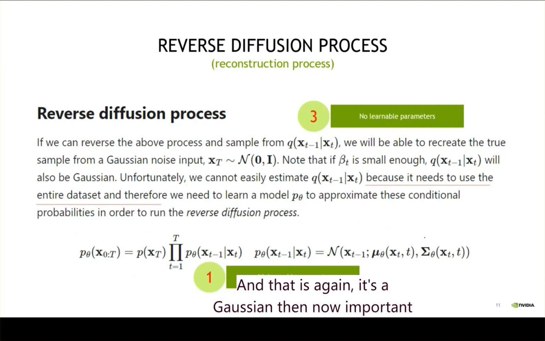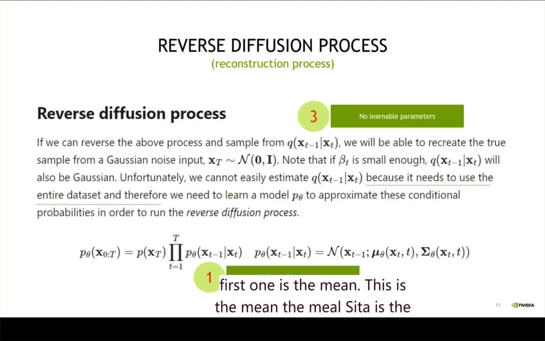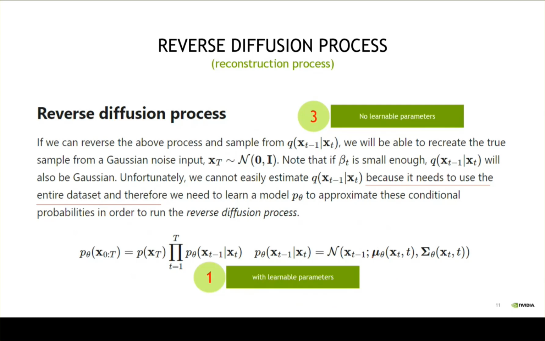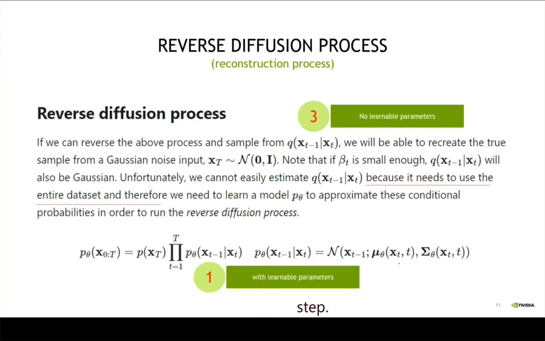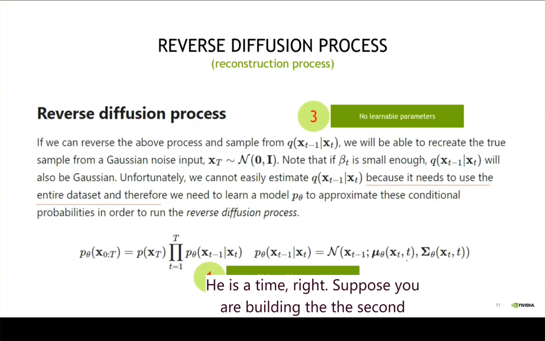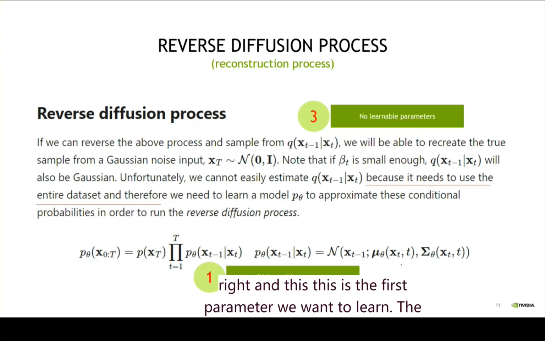And then it's a Gaussian. The important thing is that you can see there are two types of parameters. The first one is the mean. The mu theta is the mean. This mean is determined by two things. Xt is the current step noise. T is the time. Suppose you are building the second layer of the building, then T is 2, and this T is also 2. This is the first parameter we want to learn.